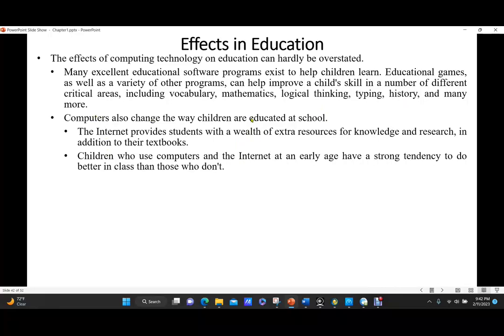Computers are also changing the way children are educated at school. The internet provides students with a wealth of extra resources for knowledge and research in addition to their textbooks. Children who use computers and internet from an early age have a strong tendency to perform better in their classrooms than students who don't.